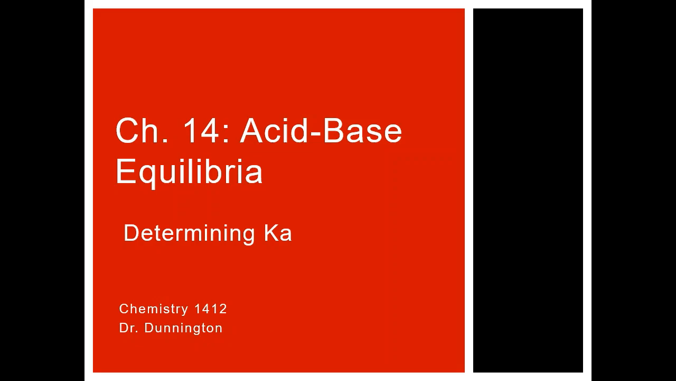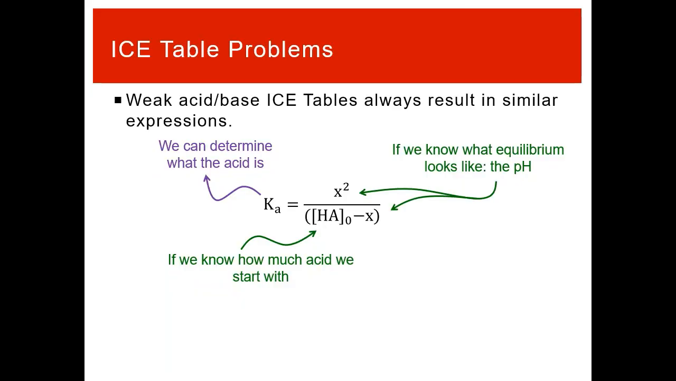I'm going to take these ideas that we've developed with this idea of solving weak acid pH and apply it to the idea of solving for Ka, or determining what the Ka is of an acid. When we get the ice table for a weak acid or a weak base reacting with water, we always end up with the same sort of algebraic expression. Previously we knew what the acid was, which meant we knew what the Ka was, and we knew what the initial concentration was, and we could use those to determine what the pH is going to be. And the pH is a description of what equilibrium will look like, what the concentration of hydronium is.